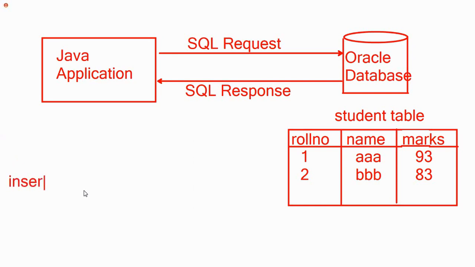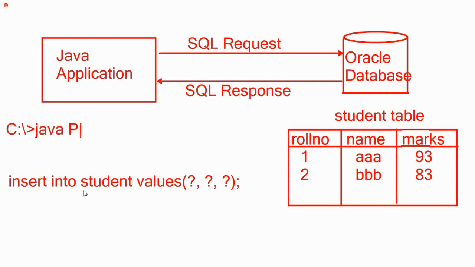Dynamic query: insert into student values question mark, question mark, question mark. I'll write. Okay. This query, we have to pass values. Suppose values, while executing the program, I'll pass. Suppose Java, suppose class name PreparedStatementDemo. Here, I'll pass roll number, I'll pass name of the student, I'll pass marks of the student. Like this, I'll write. These are at the command prompt while executing the program.